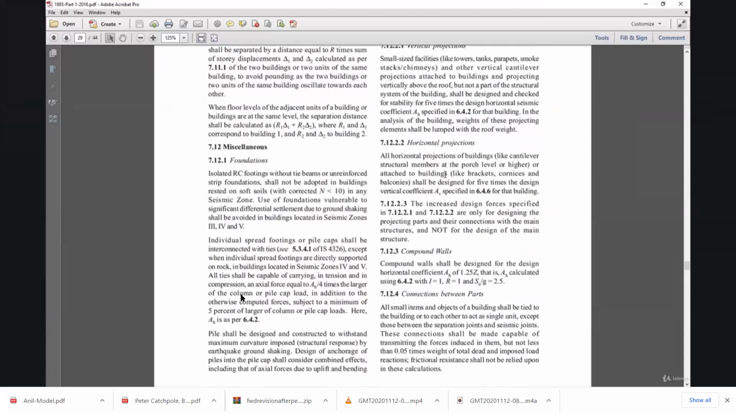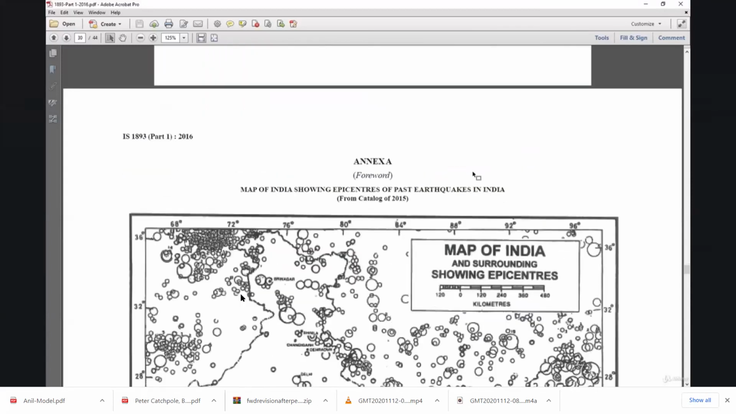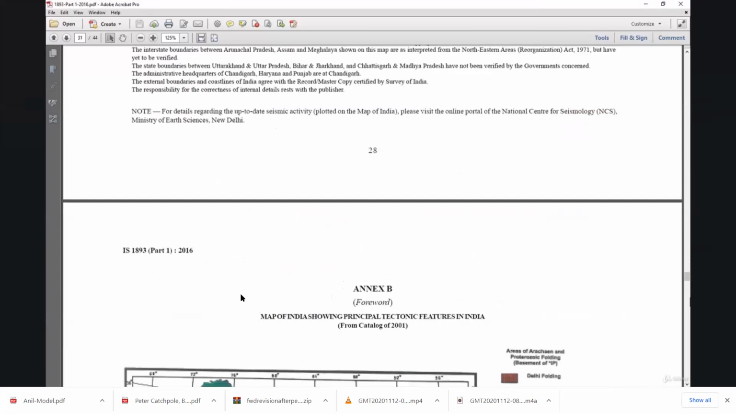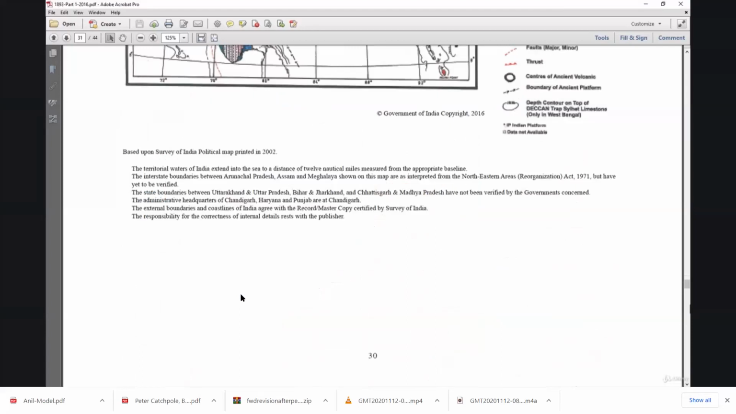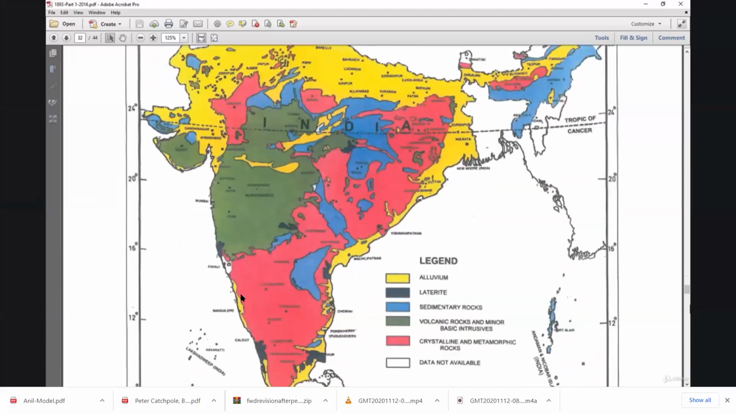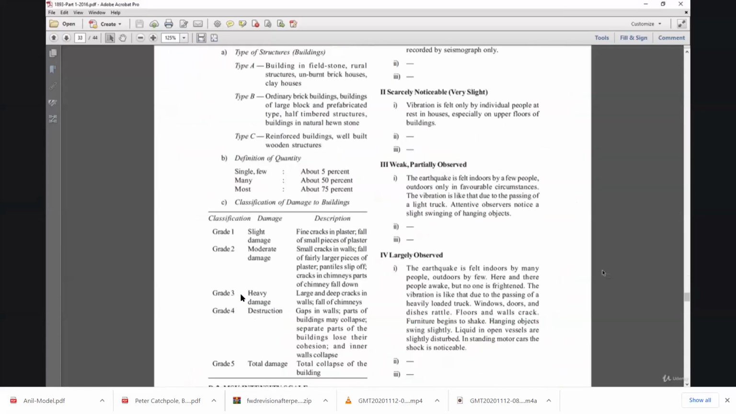For horizontal projections. So this is a map showing epicenters of the earthquakes. This is a map showing principal tectonic features. So Delhi is sitting on the Himalayan tectonic zone. That is why the zone factor is quite high. Similarly, this area is also very critical, this area is also zone 5, which is sitting on this frontal folded zone and Himalayan tectonic zone. Sorry, Arakan Yoma folding zone. This is a map showing principal lithological features.